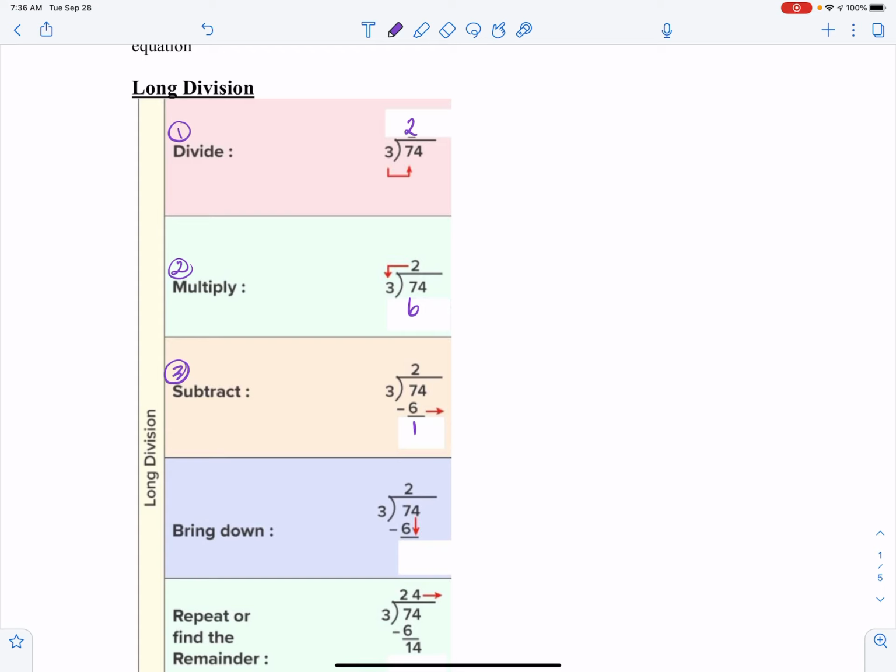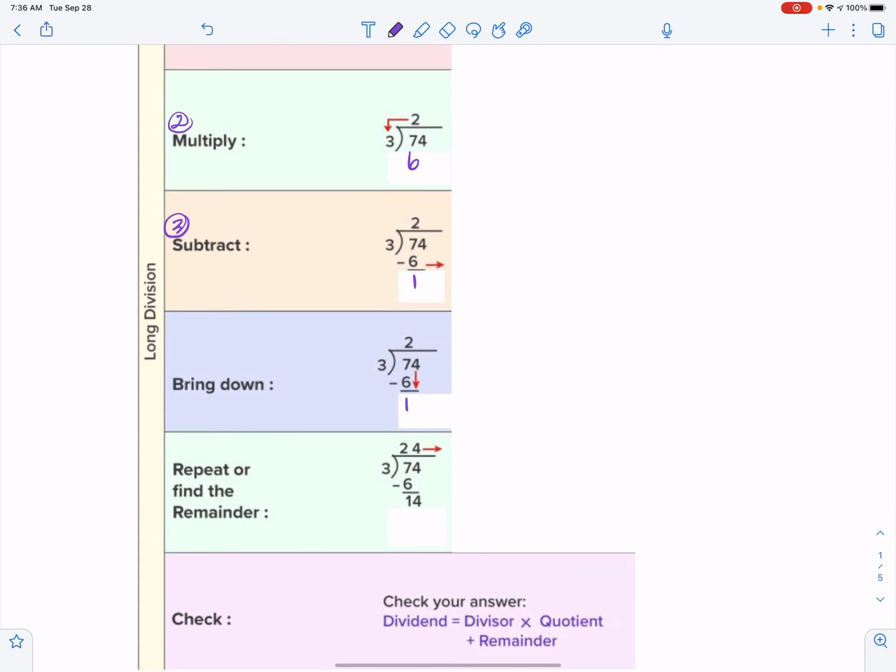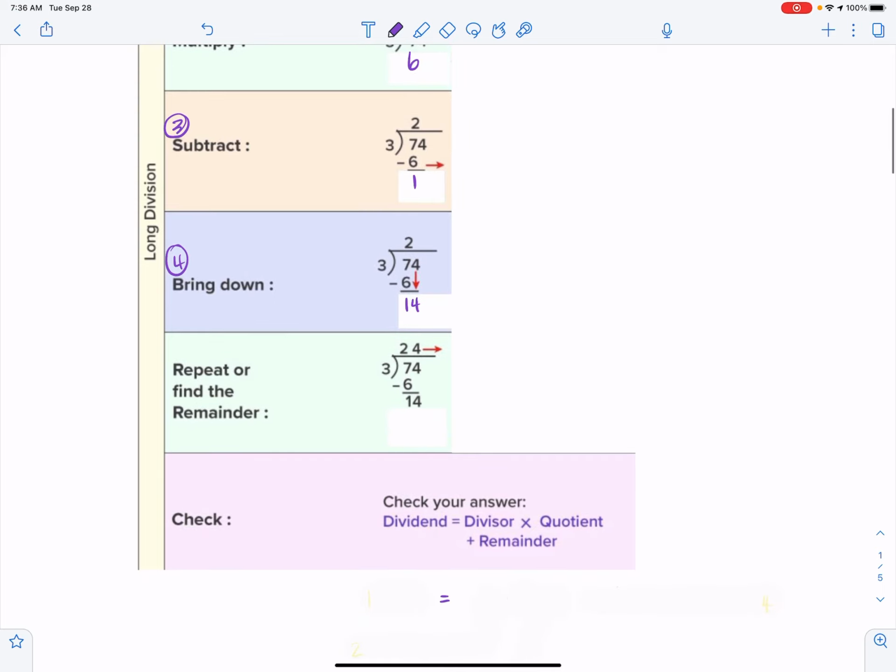And then the next step is that after you subtract and get 1, you're going to bring down that 4. So bring down is going to be your fourth step. And then you're just going to repeat or find the remainder. So we would ask, how many times does 3 go into 14? Or what is 14 divided by 3? That's going to be 4. 4 times 3 is 12. We're going to subtract. And we'll have a remainder of 2.